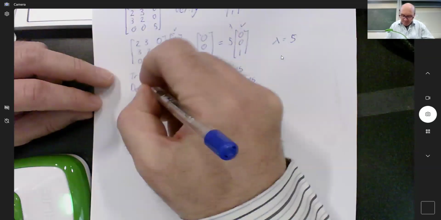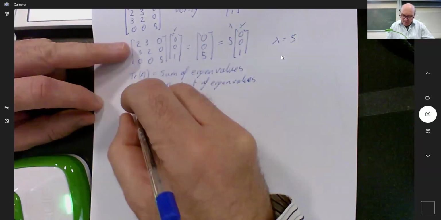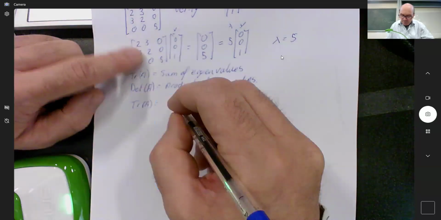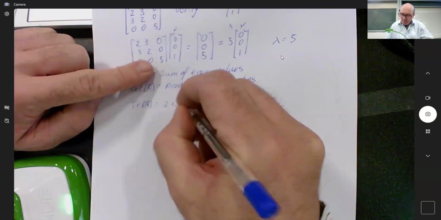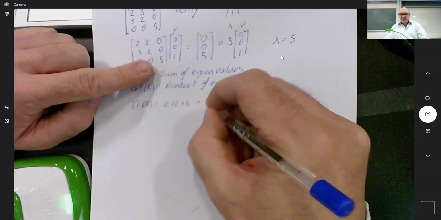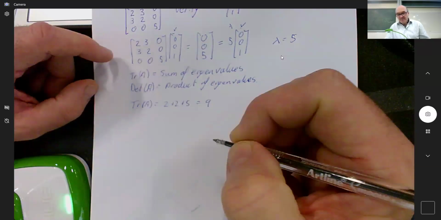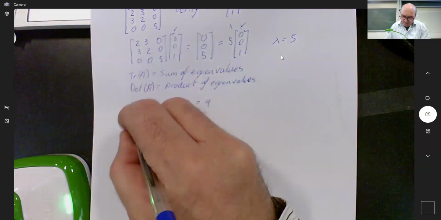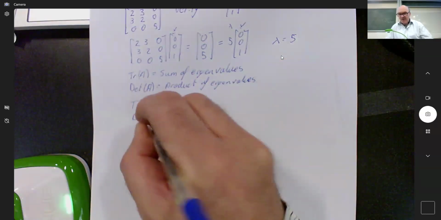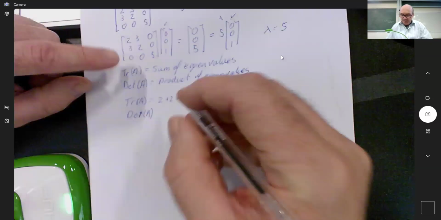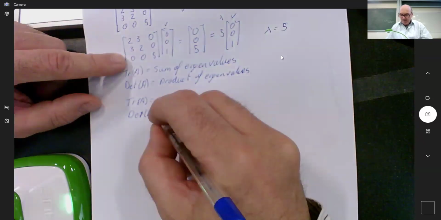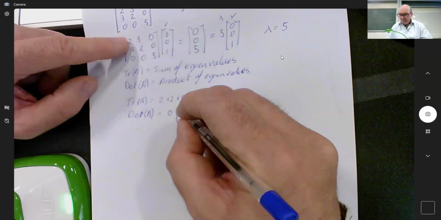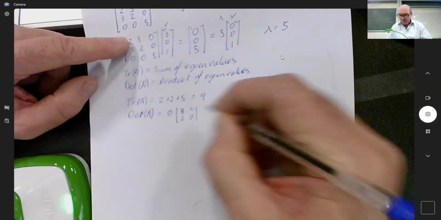So the trace of this matrix is going to be 2 plus 2 plus 5, which is equal to 9. Sweet. And my determinant of that matrix, I'm going to move along the bottom row. So it's going to be equal to 0 by the subdeterminant, taking out the row and the column, that would be a 3, a 2, a 0, and a 0, plus, actually, minus.